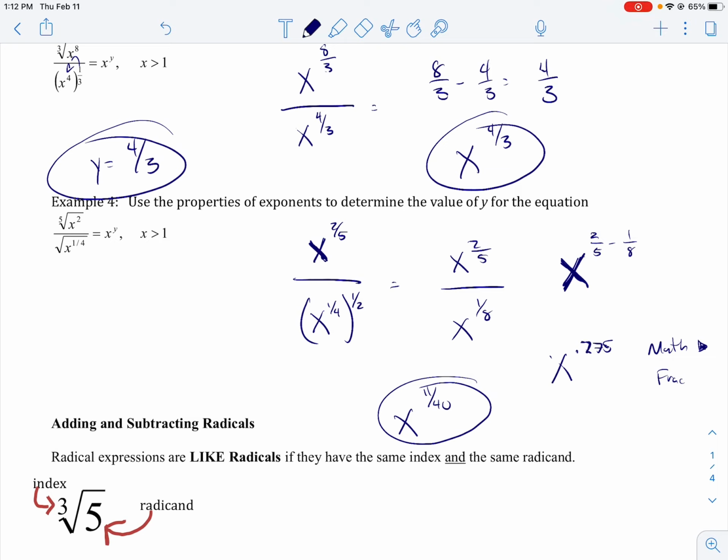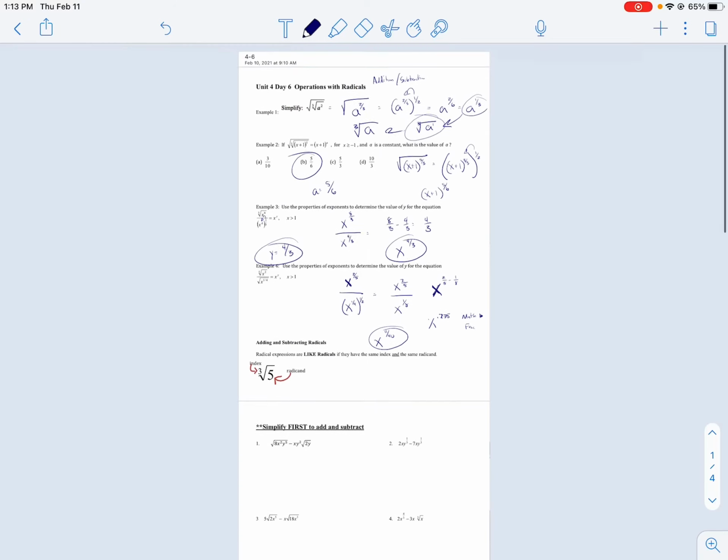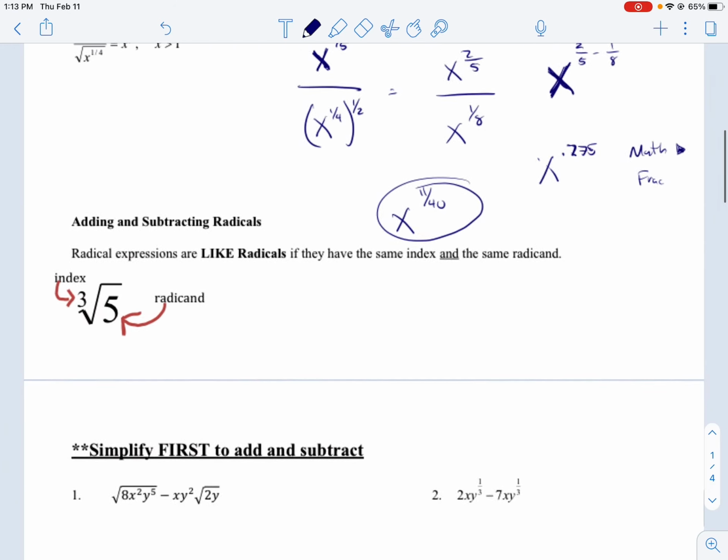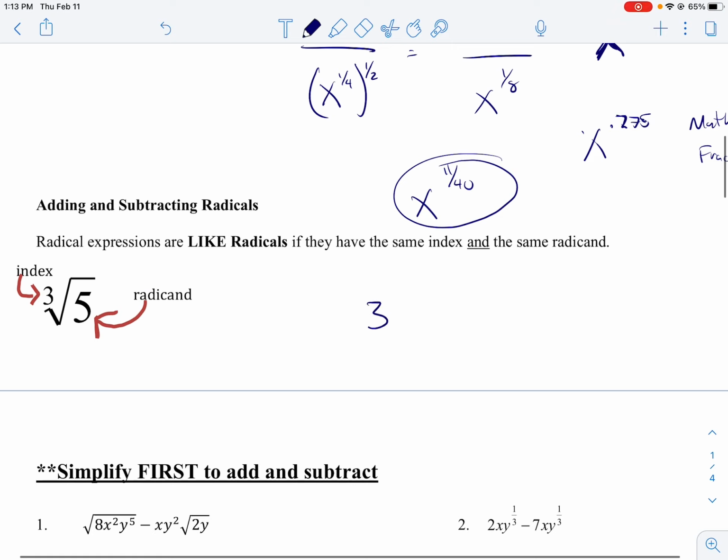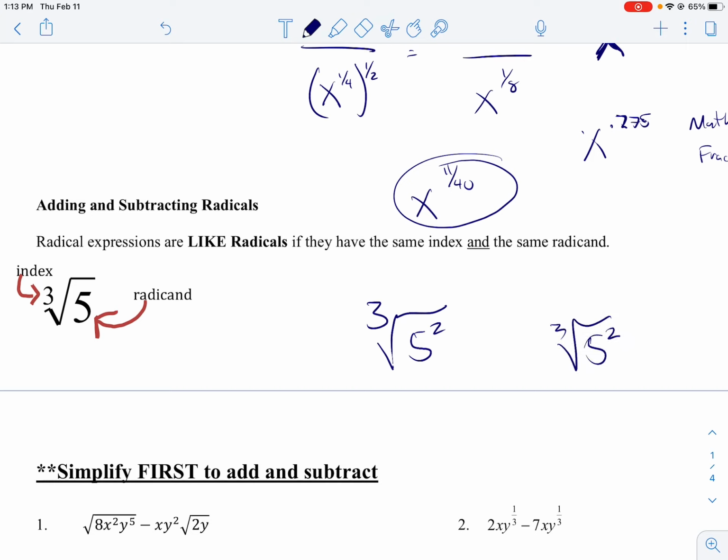All right. So, adding and subtracting radicals, okay? Radical expressions are like radicals if they have the same index and the same radicand, okay? So what that means is they have to have the same everything, all right? That needs to have everything in common, okay? So, your radicand, if your number inside is 3, 5 squared, right? Well, in order to add that, we would need to make sure that the other guy is 3, 5 squared, right? So everything has to be the same inside that parenthesis.